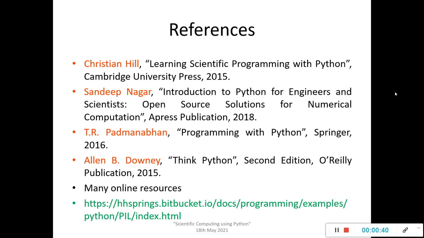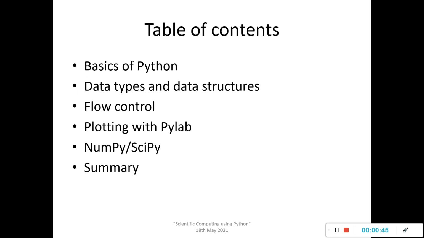This is a brief set of references that I have gone through for preparing for this talk. The table of contents is as shown here. We start with the basics of Python, look at a very brief overview of data types and structures, flow control, and how to plot with Pylab, and a brief introduction to NumPy and SciPy, and then the summary.